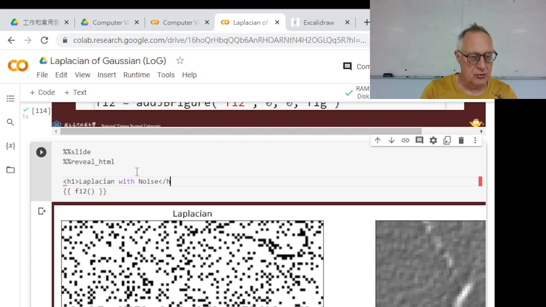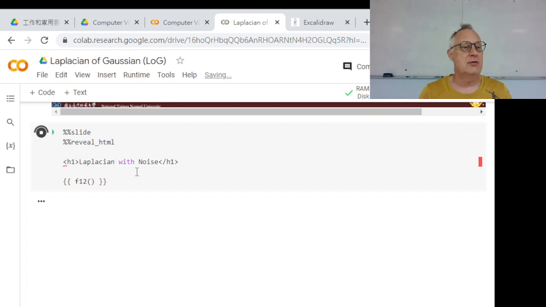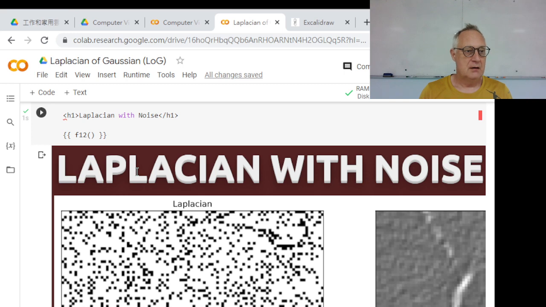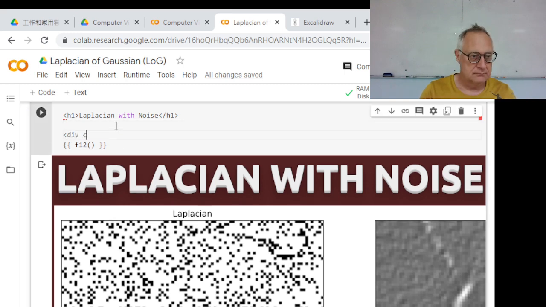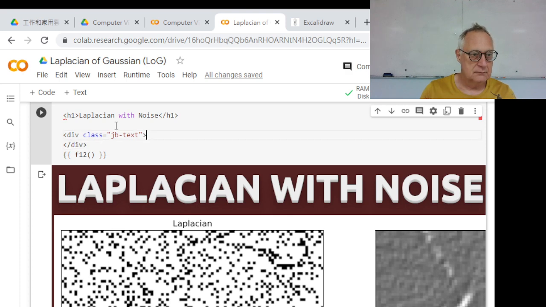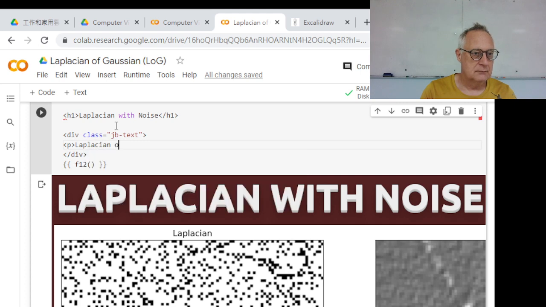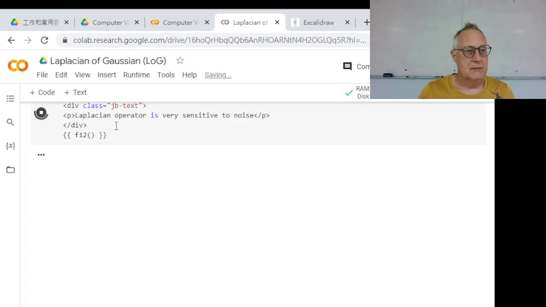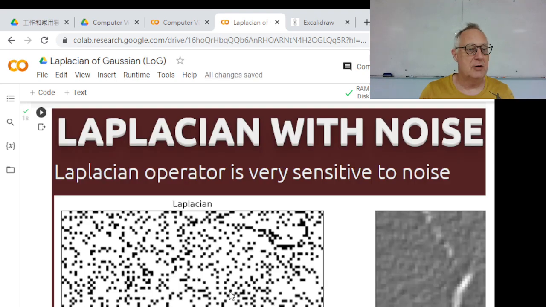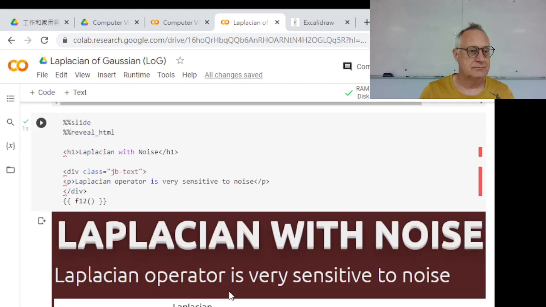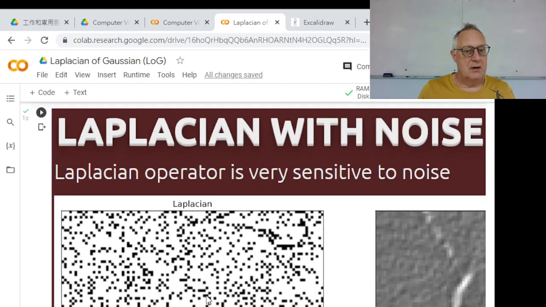And by the way, the same thing would be true for any other kind of algorithm that you can think of that uses the second derivative. Right? And yes, it's easy to see that the Laplacian operator is very sensitive to noise. Otherwise the Laplacian operator works really well, it's just very sensitive to noise. So what we need to do is get rid of the noise in a sense, right? So how can we get rid of the noise?